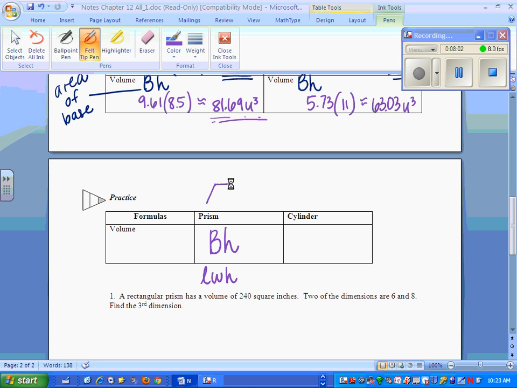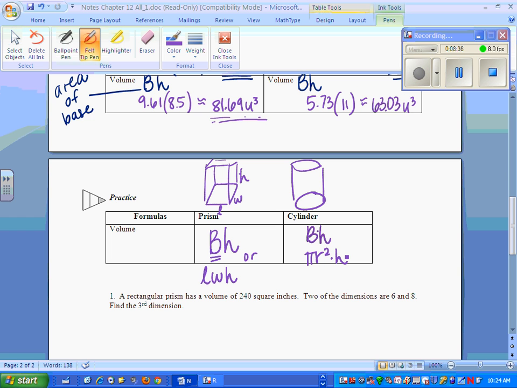Well, really the base of a prism off the page is just length times width, which is the area of the base, times the height. Okay, so you could do it either way. Base times height or length times width times height. For a cylinder, it's the exact same thing, base times height. But remember what our base is for a cylinder. It's a circle. So, it's pi r squared times the height.